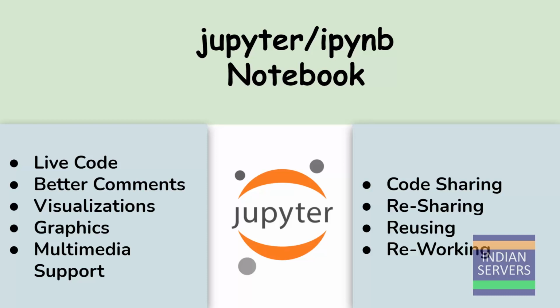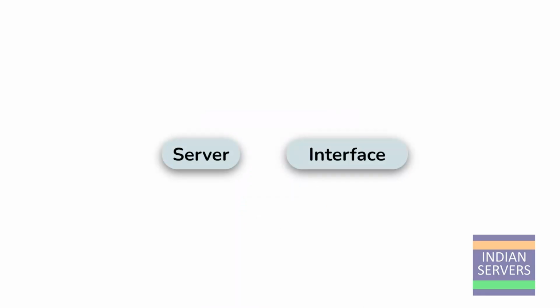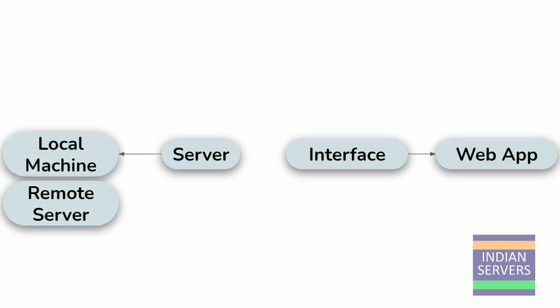So, what is this Jupyter notebook made of? Well, a Jupyter notebook is made of two components, a server and an interface. The interface is the web app that will open up as a tab in your web browser, and this interface can be hosted through the server, which is either your local machine, that is your computer, or a remote server, that is another computer connected through internet.